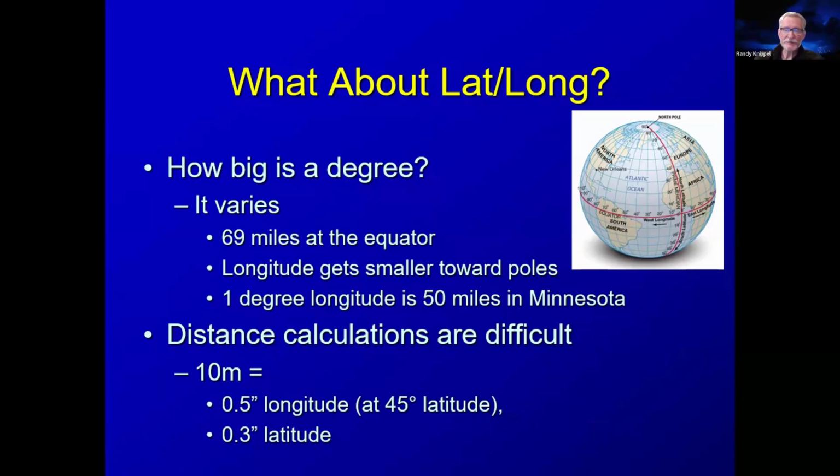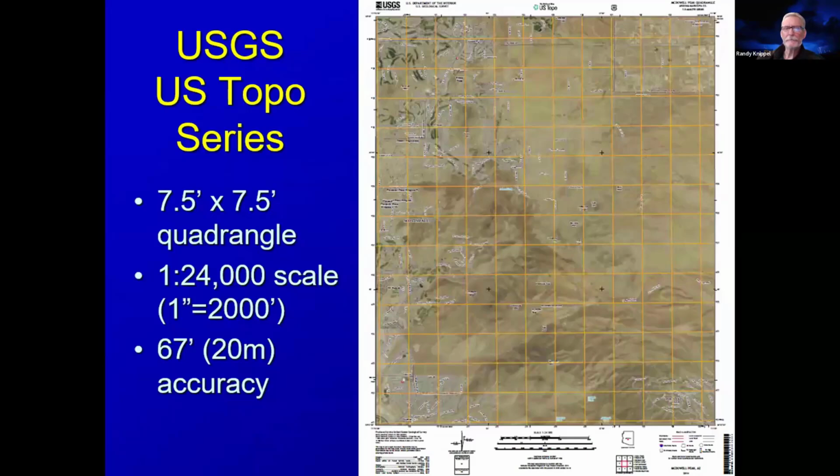And then distance calculations are difficult. So 10 meters is approximately 0.5 seconds of longitude at 45 degrees latitude, but it's 0.3 seconds of latitude at 45 degrees. So it becomes very difficult to visualize. Of course, there are calculators that can do all of that, but it's not very intuitive.